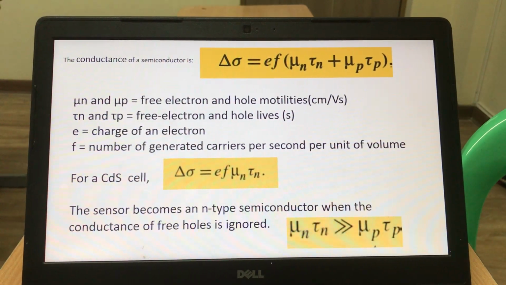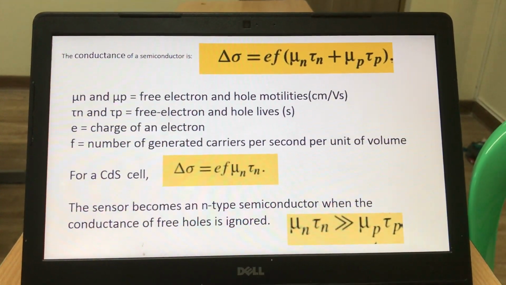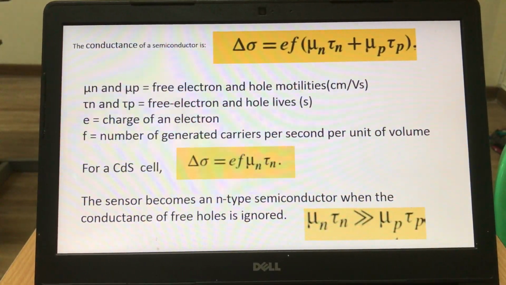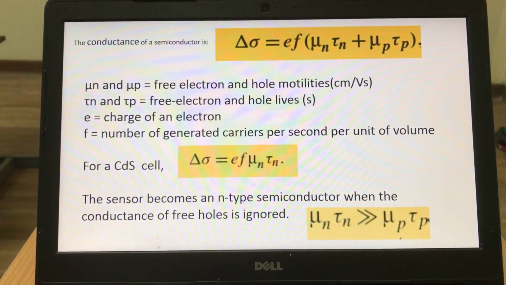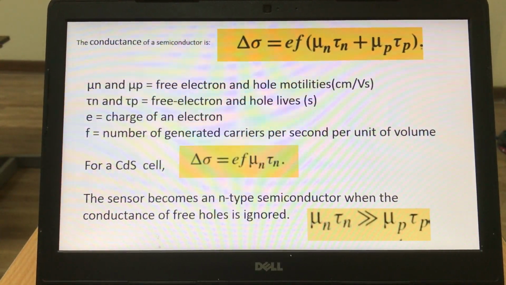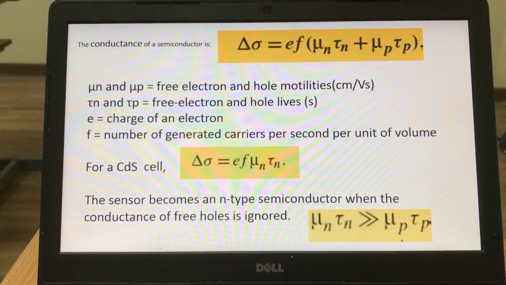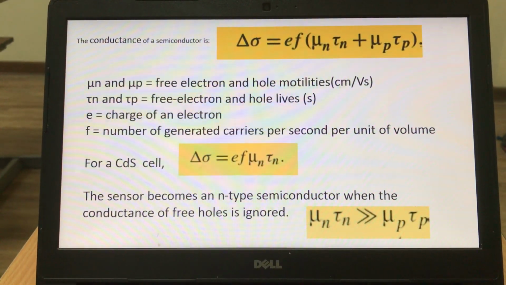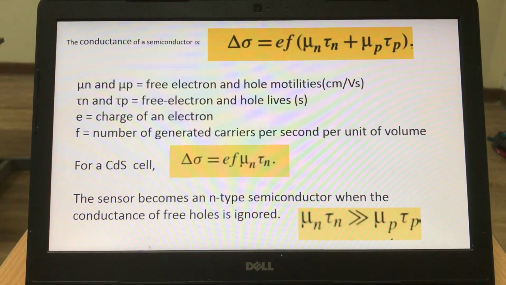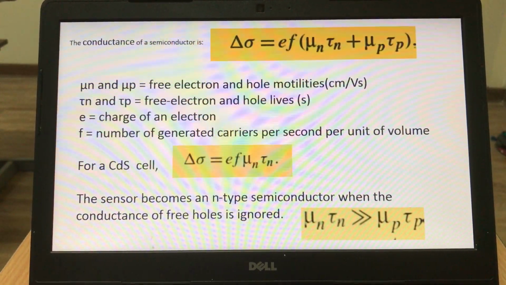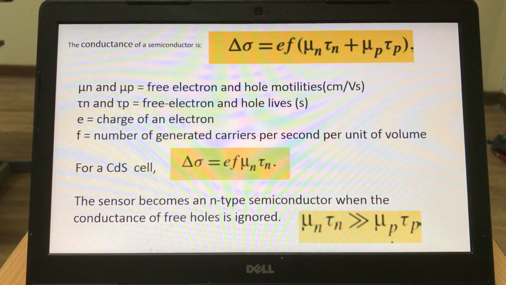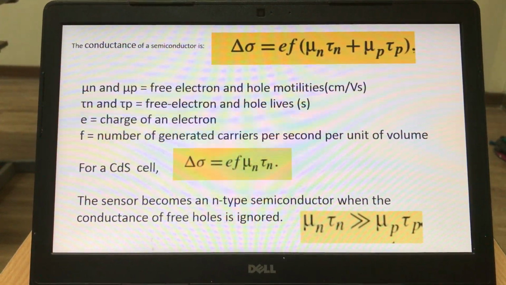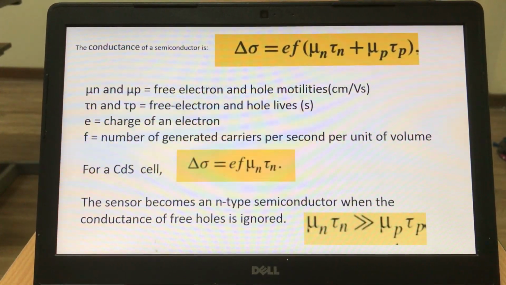The conductance of a semiconductor is sigma equals e(mu_n tau_n + mu_p tau_p) F, where mu_n and mu_p are the free electron and hole mobilities, and tau_n and tau_p are the free electron and hole lifetimes. e is the charge of an electron, and F is the number of generated carriers per second per unit of volume. For a cadmium sulfide cell, sigma equals e mu_n tau_n F. The sensor becomes an n-type semiconductor when the conductance of free holes is ignored, so mu_n tau_n is much greater than mu_p tau_p.